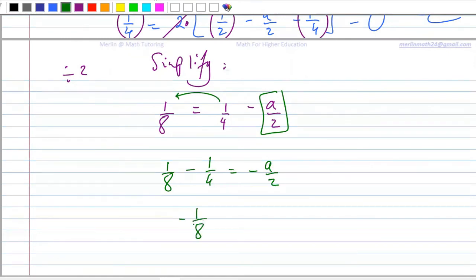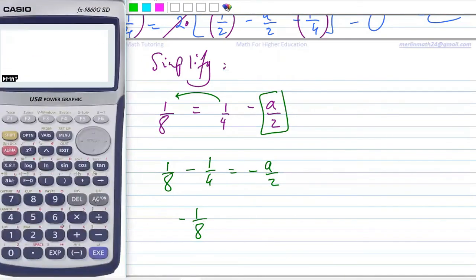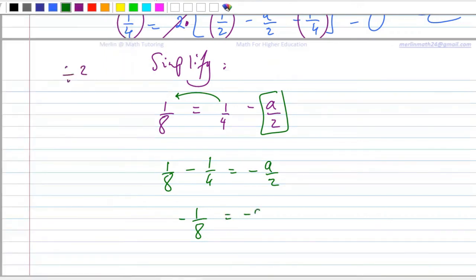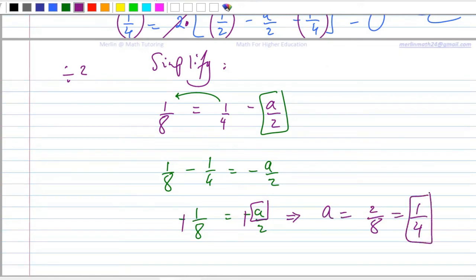Now use calculator. How much would it be? It's minus 1 over 8. Okay, you can check it up. So 1 over 8 minus 1 over 4. I can calculate the fraction. Okay, so it's minus a over 2. Now the minuses would cancel. And to get rid of the 2, because I need a, I multiply by 2. Some would say I want to cross multiply. Again, do whatever you like. So a would be 2 over 8, so this is your a. Finish. Perfect.